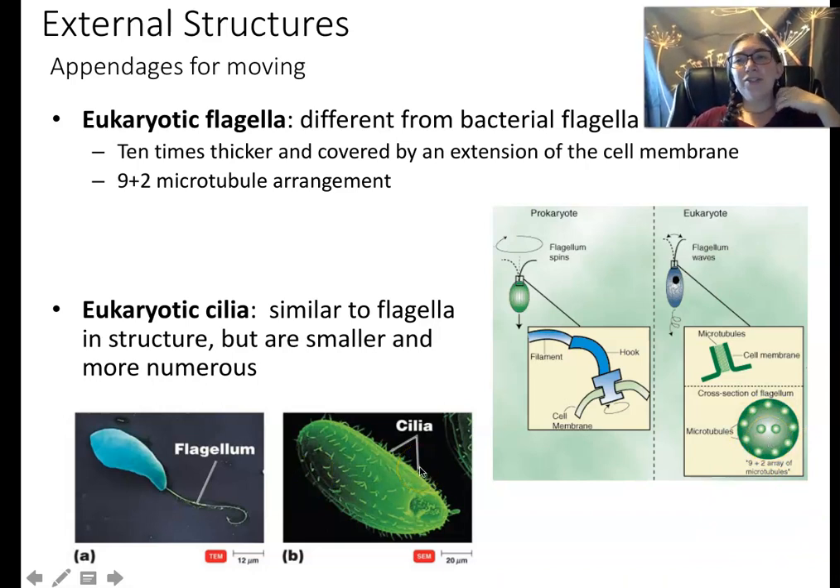Cilia are really just short flagella. They're made of the exact same thing. They're also made of microtubules in a 9 plus 2 arrangement, but they are short and numerous in structure. So oftentimes eukaryotes have one or a couple of flagella, longer whip-like appendages, whereas cilia are smaller. They're usually more numerous, covering the whole surface of the organism, and they're like little fins that wave and help them move.